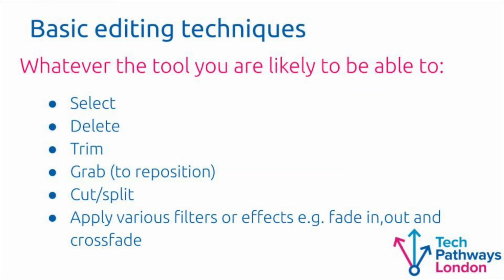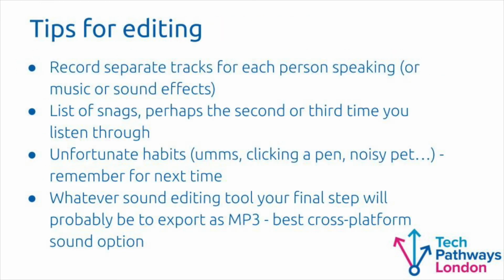Whatever software you're using, you're likely to be able to do the following in the edit. Select, delete, trim, grab to reposition, cut or split, and apply various filters or effects, e.g. fade in and out or crossfade. There are a few things you can do to make your edit easier and more effective. Record separate tracks for each person speaking, or for music or sound effects. Listen several times and make a list of snags. You'll spot things you didn't the first time round.